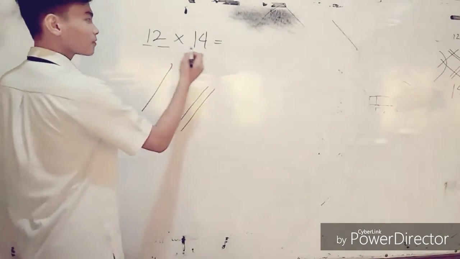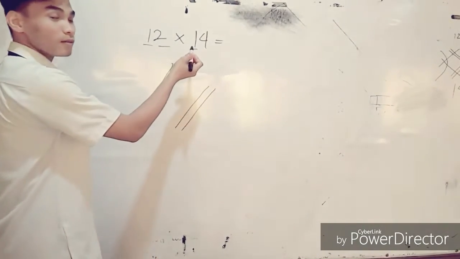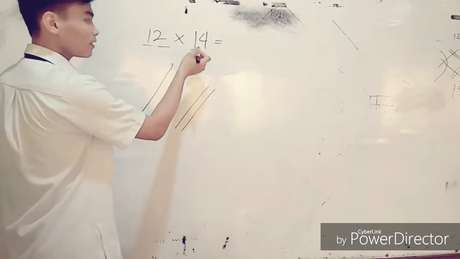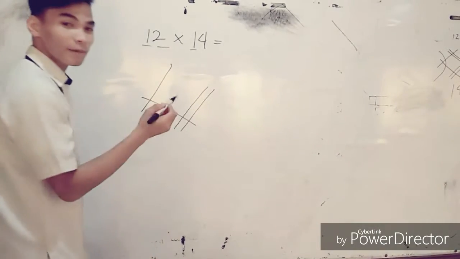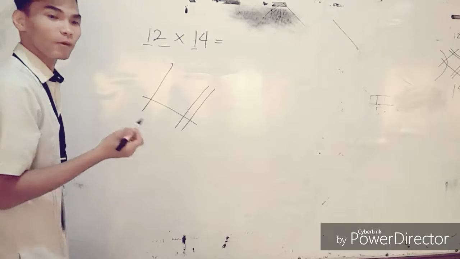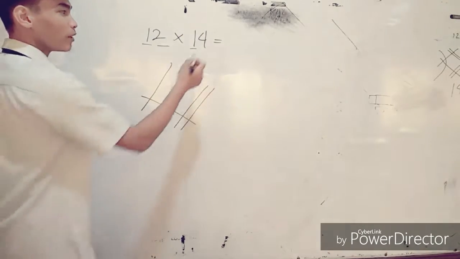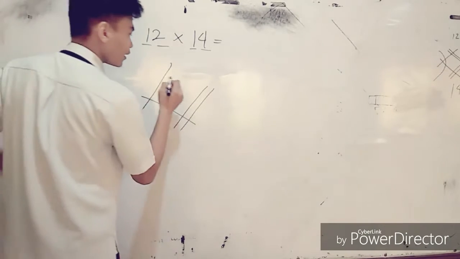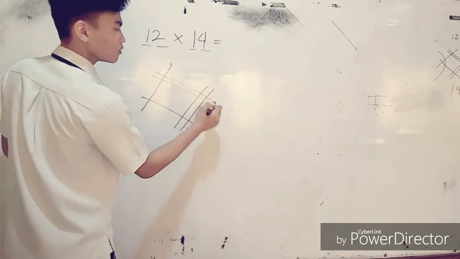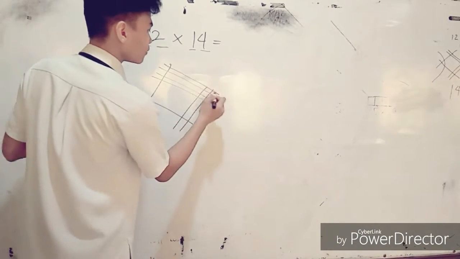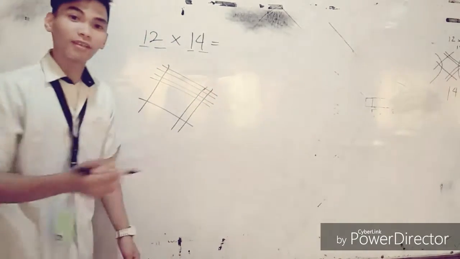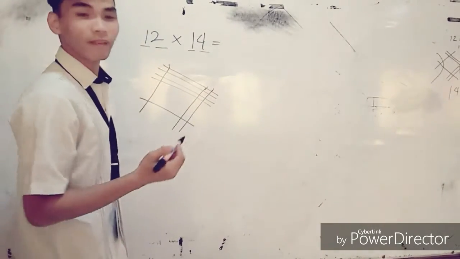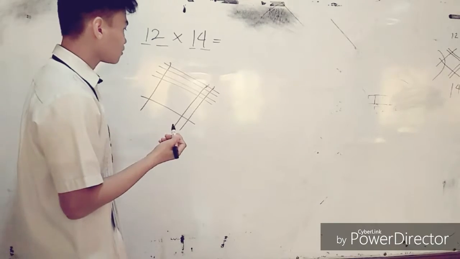For the next number, we'll write this number here, representing one line because it's number 1. And the last number 4 here. We will leave a space here and we will write the number 4. 1, 2, 3, and 4. Got it?